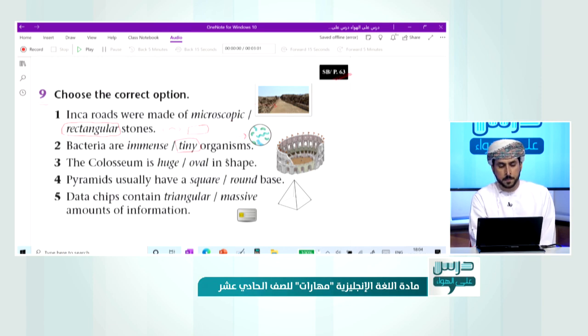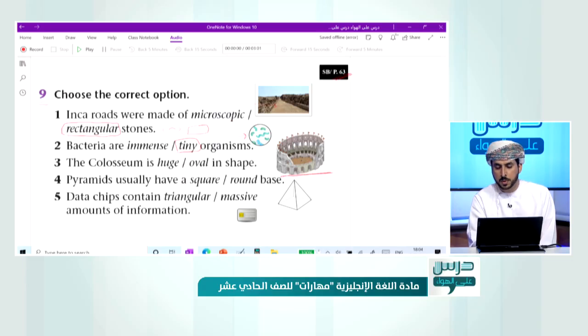Question number 3. The Colosseum is huge, oval in shape. This is the photo of the Colosseum. Now I want you to look at the shape of the Colosseum.